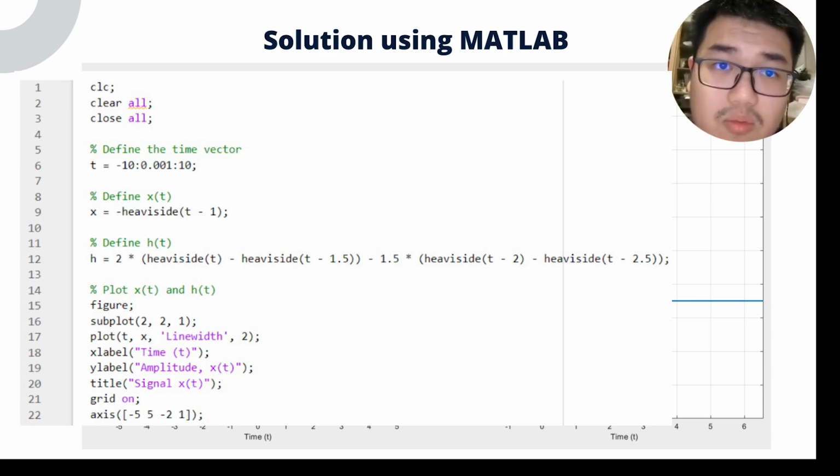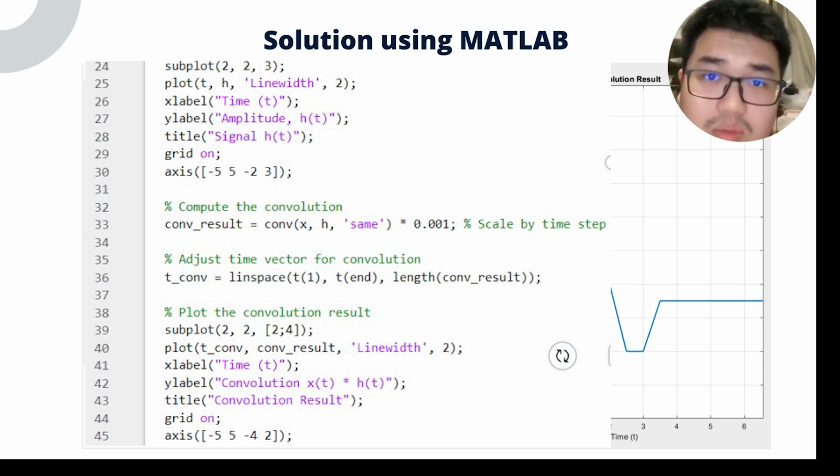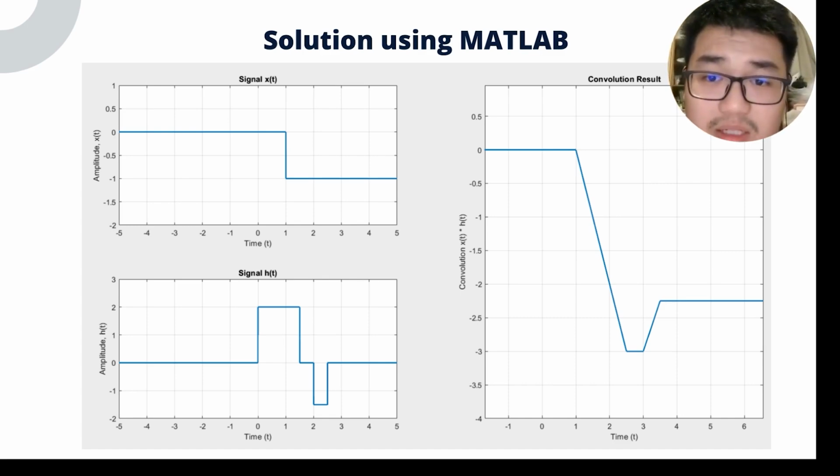Moving on, we set the amplitude of the convolved signal here, with time t and the convolution result. This function, conv result, is where we convolve the two signals and scale it by 0.01. After we run this, we get the x(t) signal here, the signal h(t) right here, and on the right we have our convolved signal. I'll pass it on to Gergis.